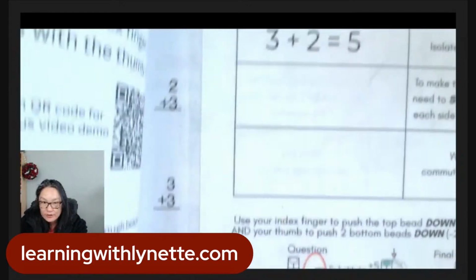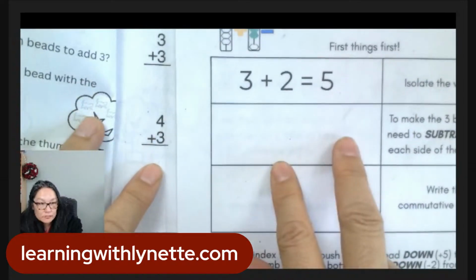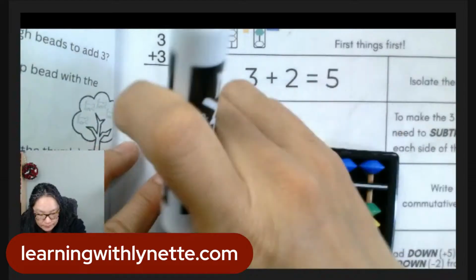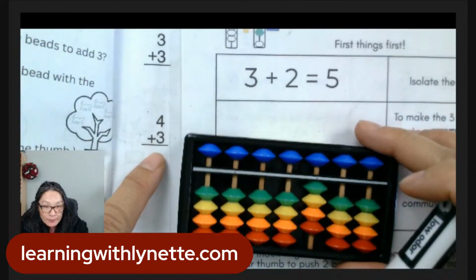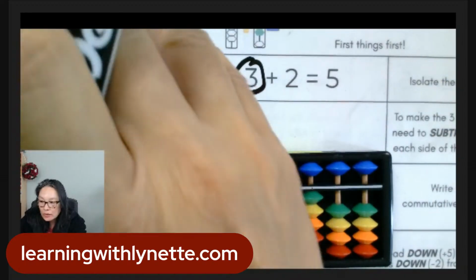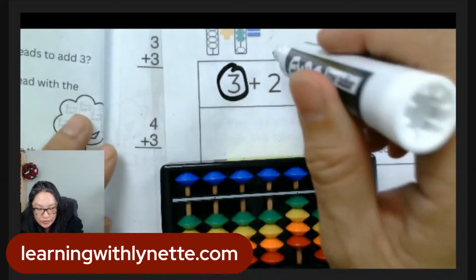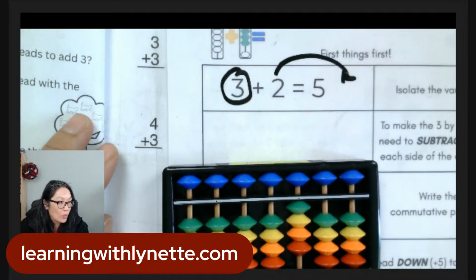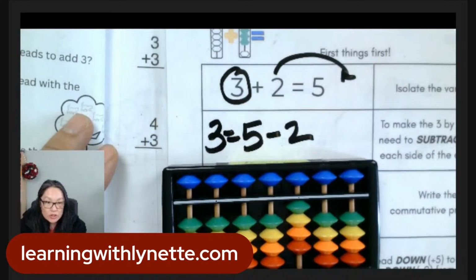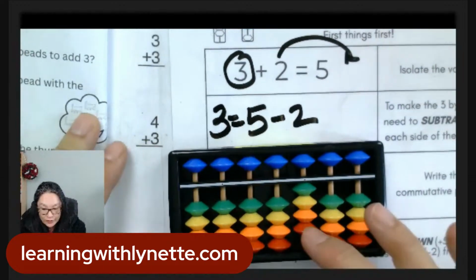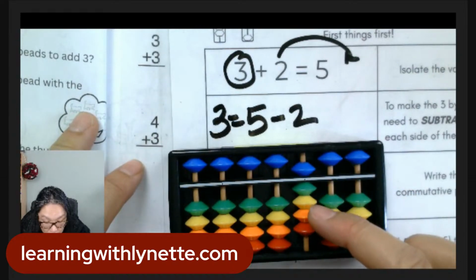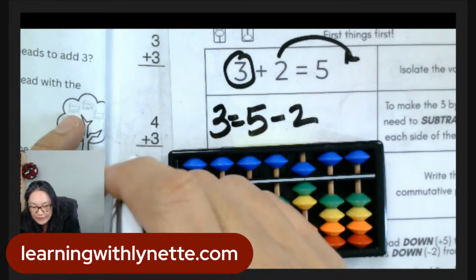Let's do 4 plus 3. On my abacus, I'm going to add 4. Then I'm going to add the 3. Oh my God, I don't have enough beads to add the 3. What do I do? I need to isolate this variable. So I move this 2 to the other side. When I do that, 3 is equal to 5 minus 2. So now I have directions. I want to add 3, so I add the 5 and I take away the 2. So my final answer is 7.